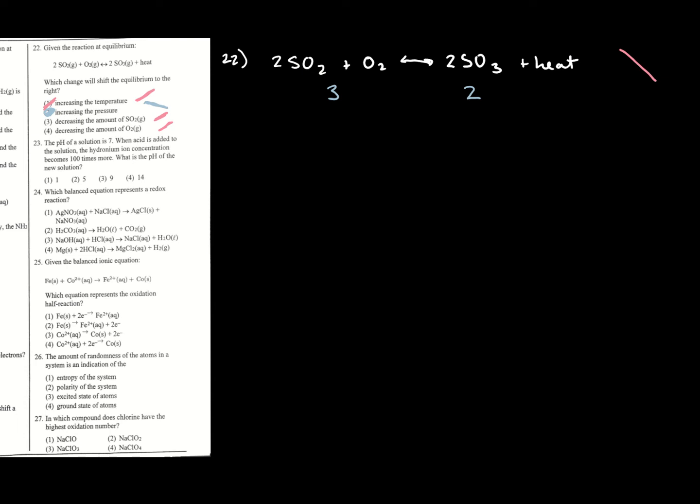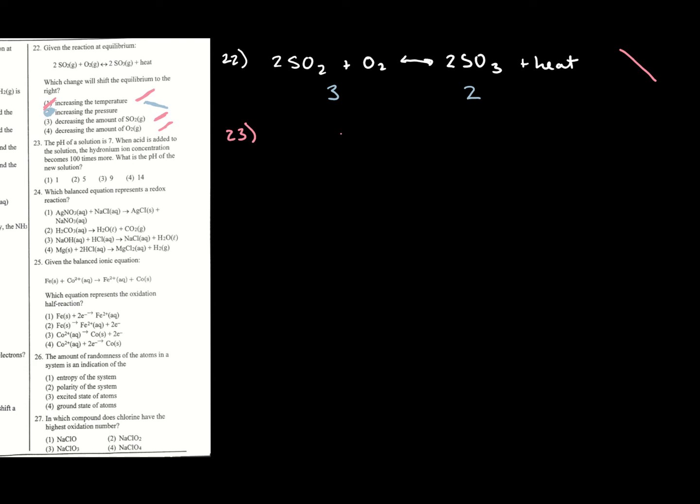Okay, number 23, the pH of a solution is 7. When acid is added, hydronium concentration becomes 100 times more. So it becomes more acidic. What is the pH of the new solution? Okay.